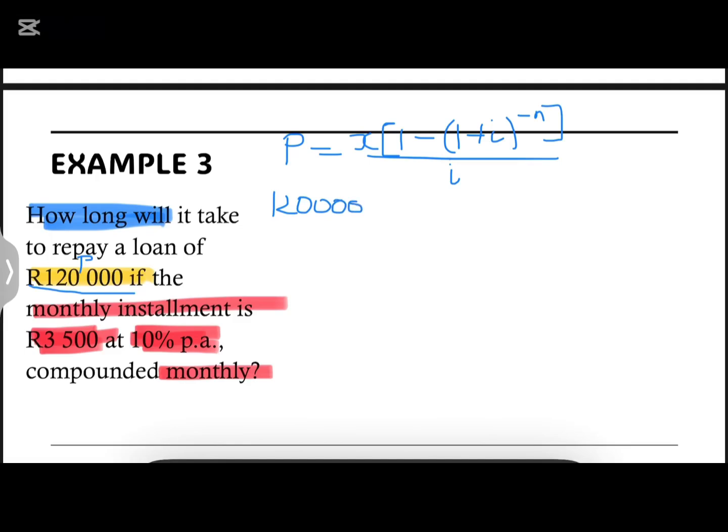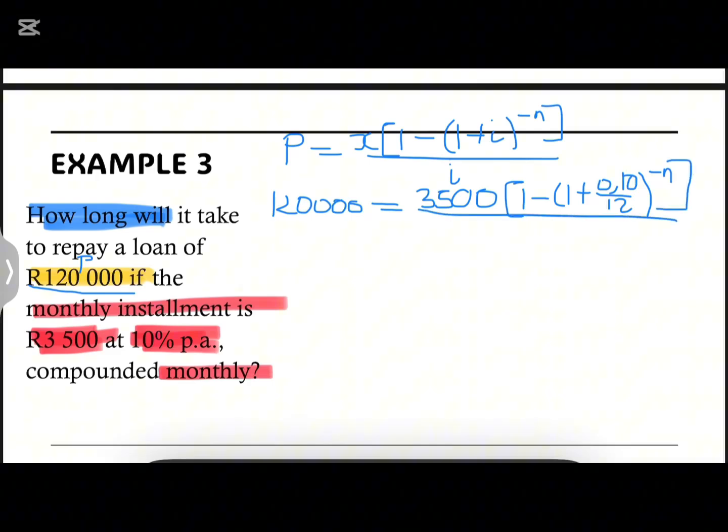Then you're going to have 120,000 set to be equal to the monthly installment, that is 3,500, and then into 1 subtract 1 plus the interest rate, which is 10%. That will be 0.10 compounded monthly. Then we'll have divided by 12. Then that will be to the power negative N. That is N that we're looking for. Then divide by 0.10 divided by 12.